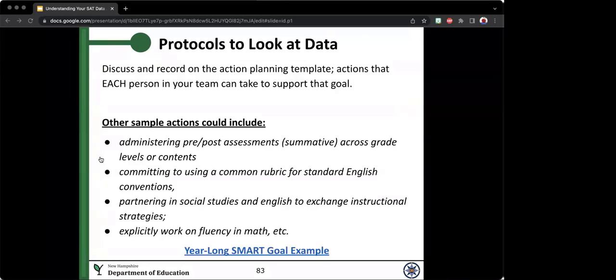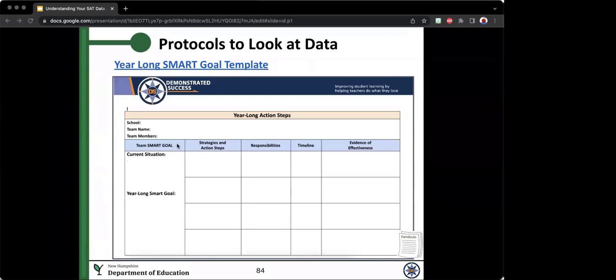And then you would discuss those, maybe come up with some other things. The blue link here is a hyperlink to the example template filled out with a year-long SMART goal and action steps that are going to be done throughout the year using the SAT data in mind. So you'll get to see that. This is a blank template of what that year-long action step template will look like that I just mentioned. So again, this is really great to track progress towards your year-long SMART goal and create accountability for all stakeholders.